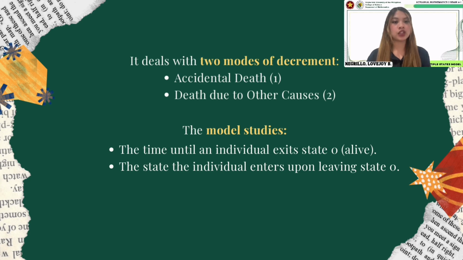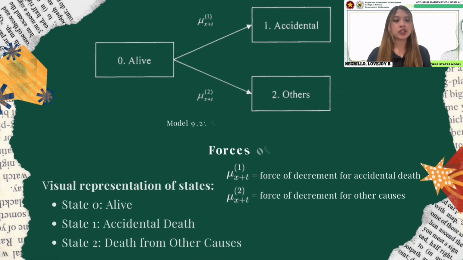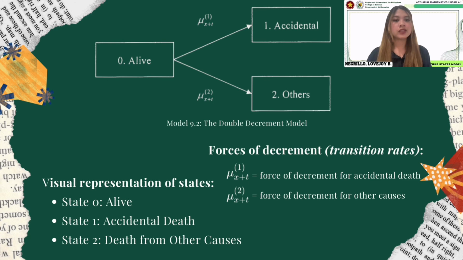This model helps actuaries determine first the time until an individual exits the initial state, and second which of the two possible decrements occurs. This diagram illustrates how the double decrement model works. At state 0, it represents an individual who is alive, and there are two possible transitions from this state.